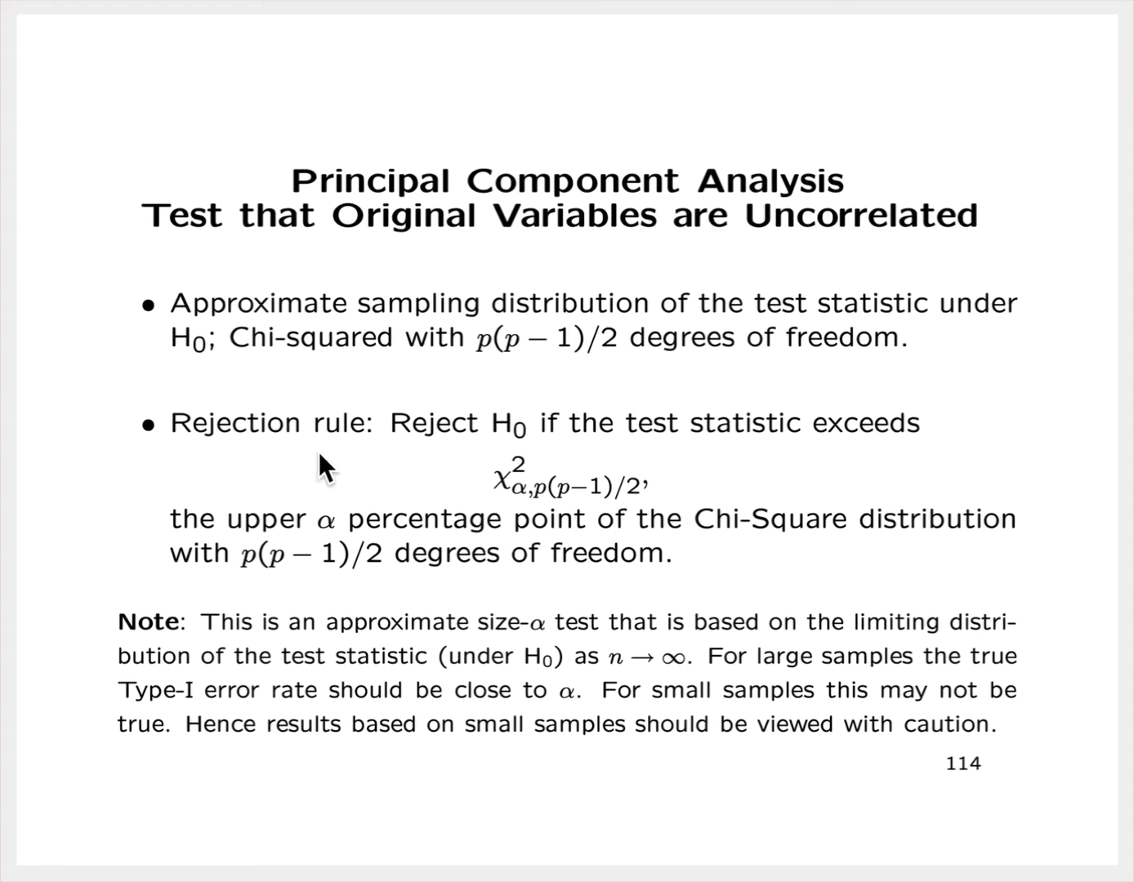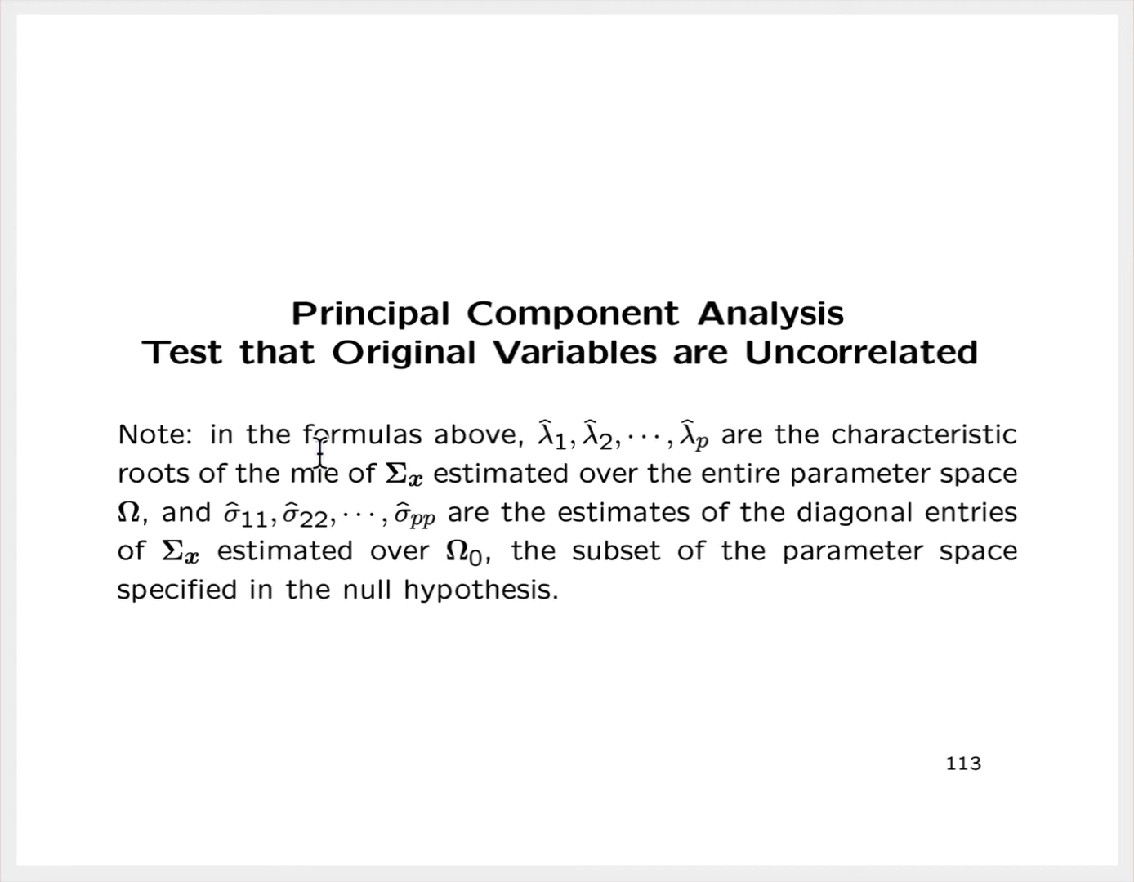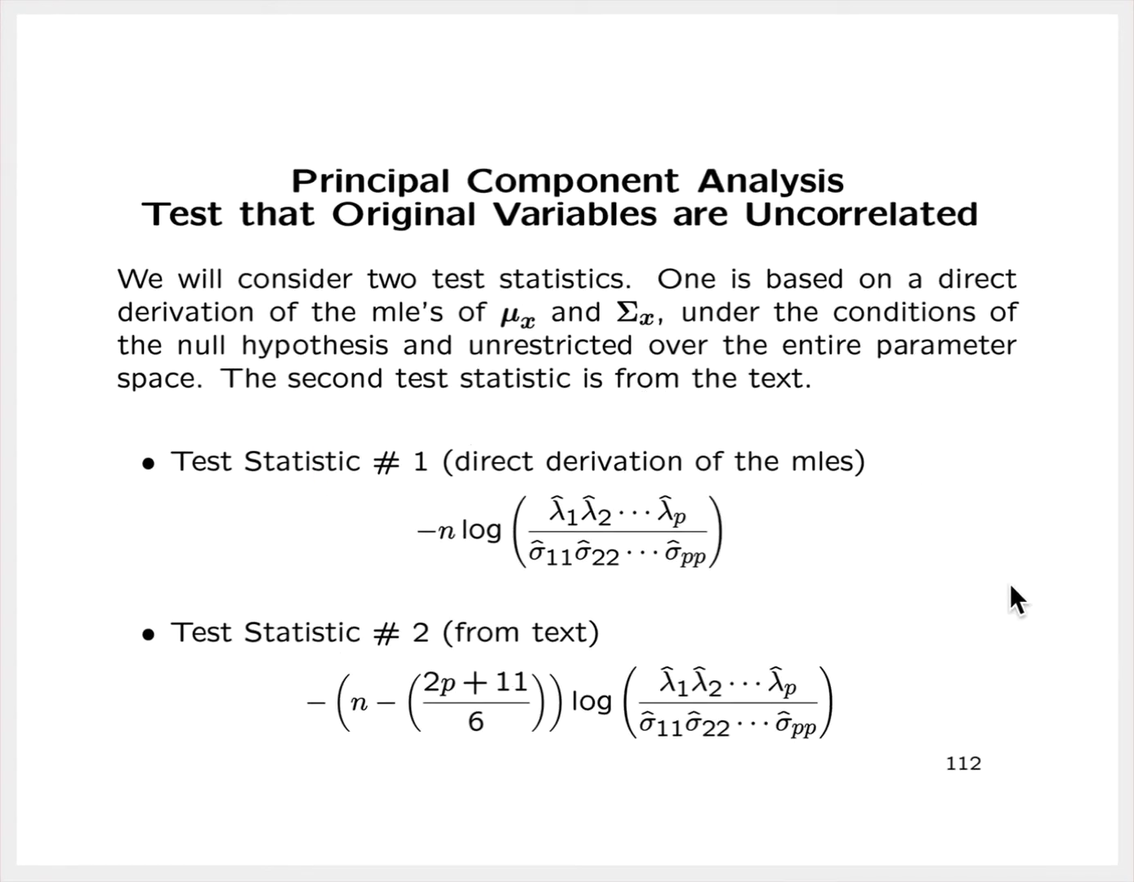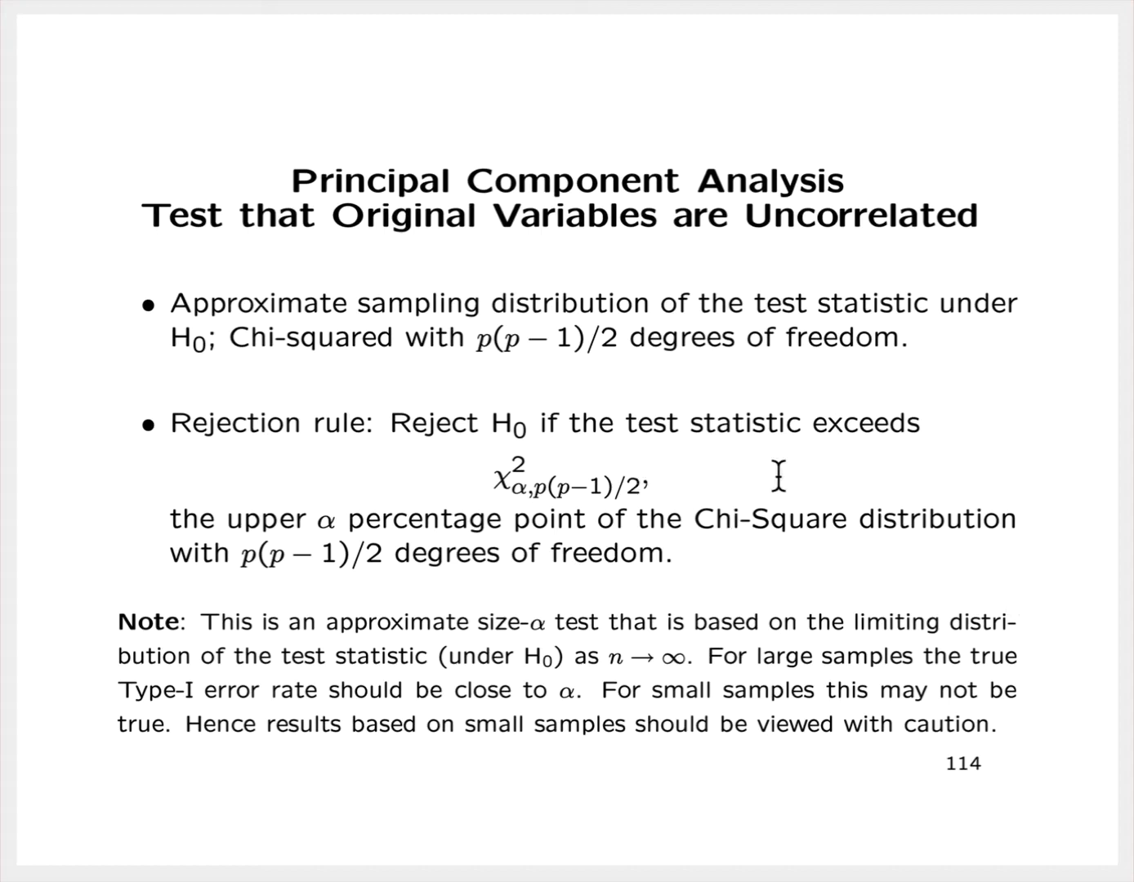And so the rejection rule would be then to reject the null hypothesis if the test statistic, which again is computed using one of these two formulas, exceeds the upper alpha percentage point of a chi-square distribution with p times (p minus 1) over 2 degrees of freedom.